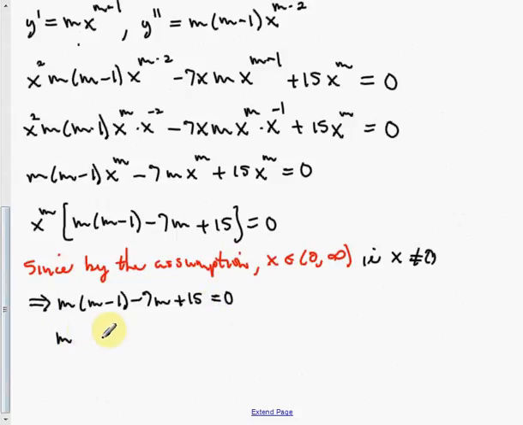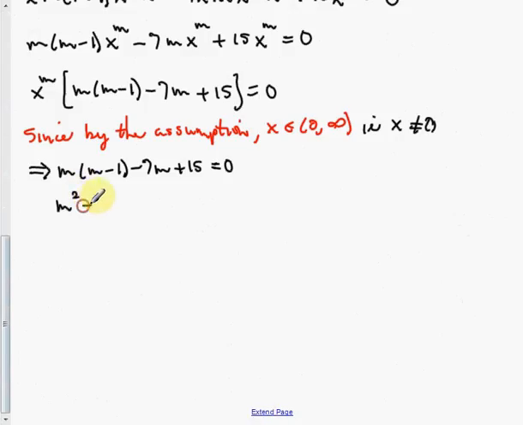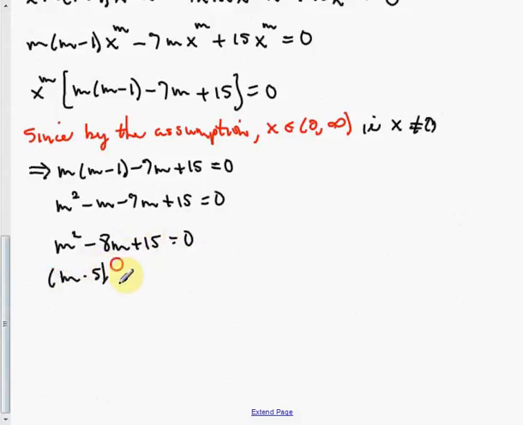So this is m squared minus m minus 7m plus 15 equal to 0. This is m squared minus 8m plus 15 equal to 0. We can factor this. M minus 5 times m minus 3 equal to 0. And so we get m equal to 5 and m equal to 3. So two solutions.